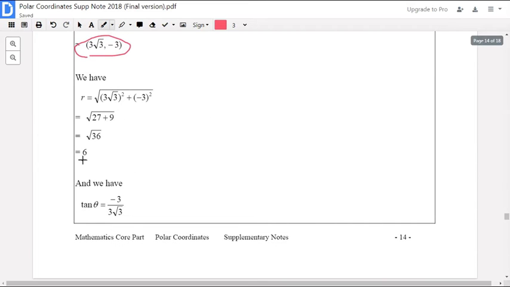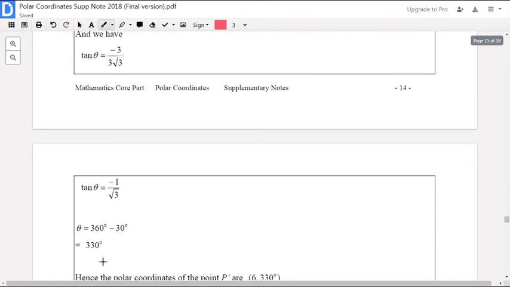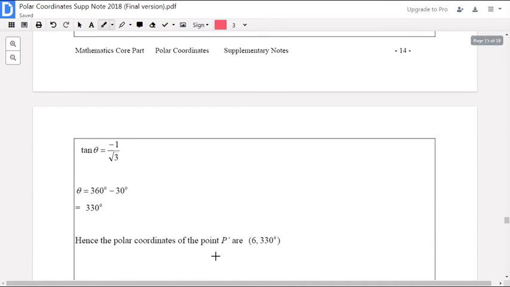Combining the value of r, which is 6, and the value of theta, which is 330 degrees, the polar coordinates of the point P prime must be (6, 330 degrees) at the end.